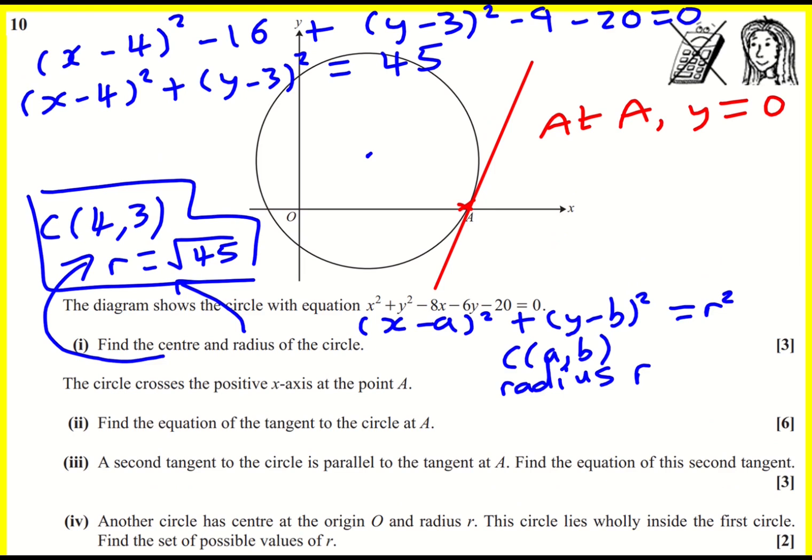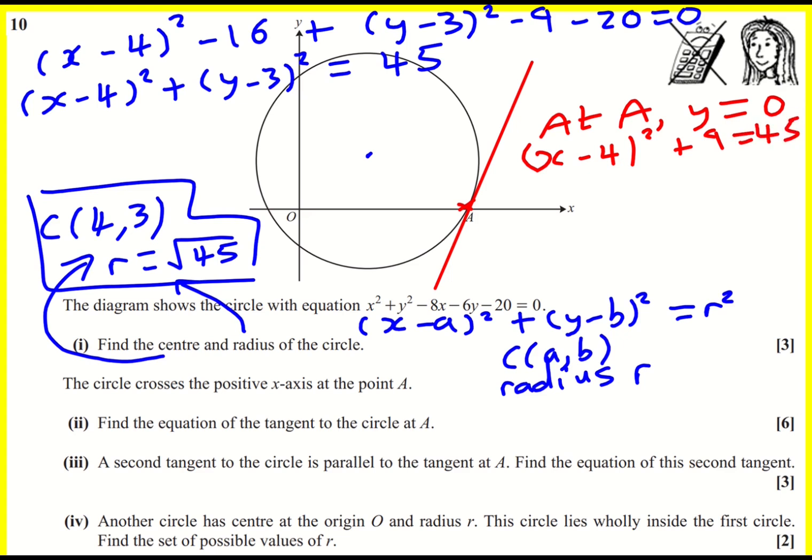So I can substitute in y equals 0 into the original equation or into this one here. I think I'm going to put it into the original one, because otherwise I'll have to expand the bracket. Well, actually, sorry, no, it's better to have it in this form. So I can say that (x - 4)² + (-3)², which is plus 9, is equal to 45.